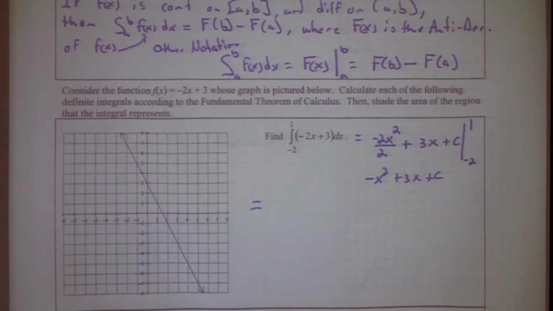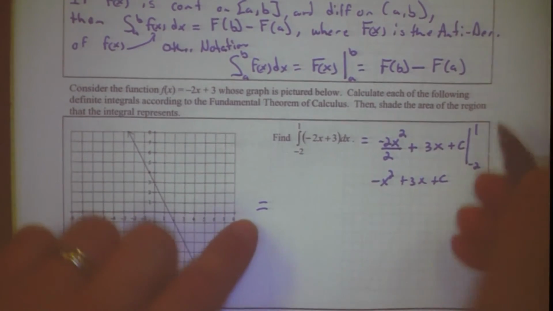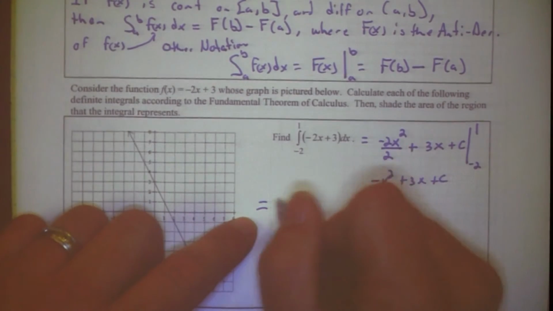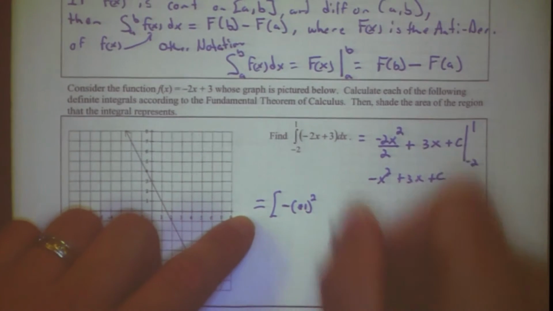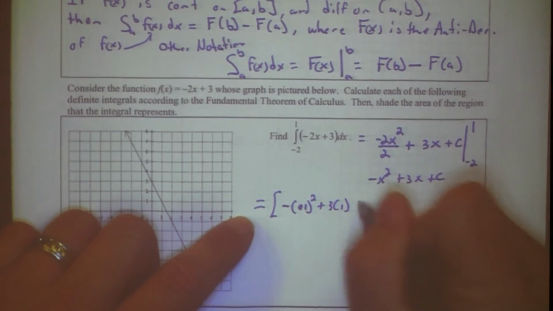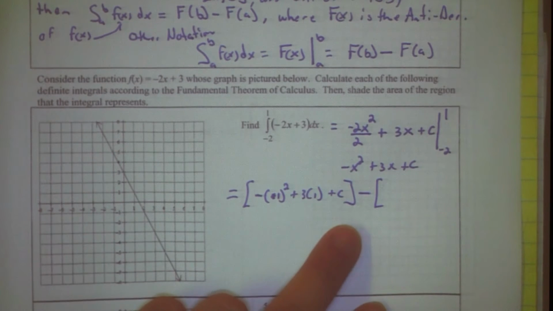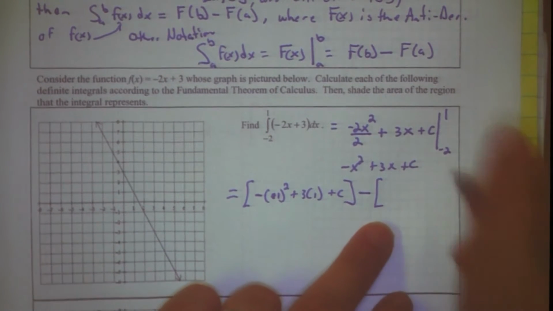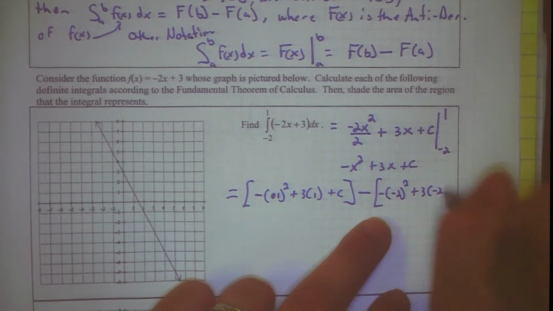So plug in, which one do we plug in first? One, right? Follow the formula. Which one did I plug in first? B, which is the top one. Okay, so top limit minus bottom limit. So we're going to say negative parentheses 1 squared plus 3 times 1 plus c, minus, now we're going to plug in the bottom limit, which is -2. So negative parentheses -2 squared plus 3 times -2 plus c.